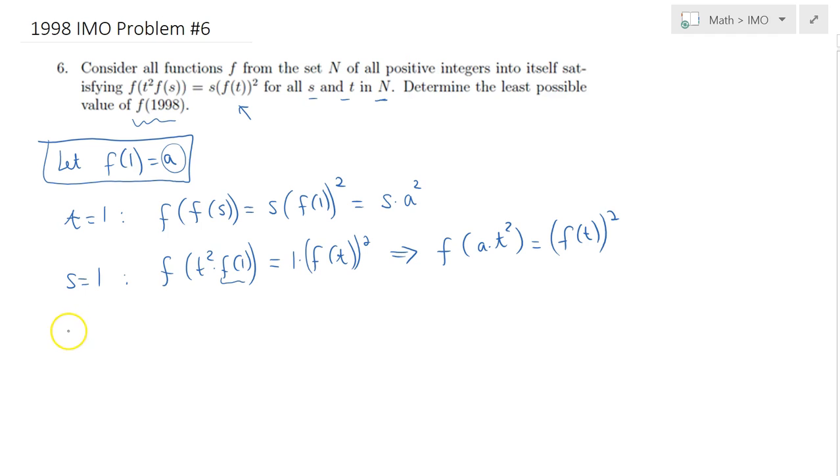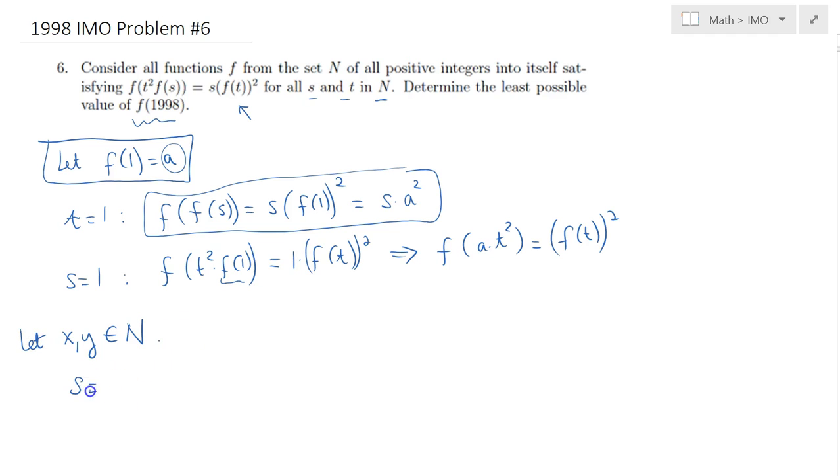Now, if we take any two positive integers, and in this equation here, if we set s equal to a y squared, that would give us f of a y squared is equal to a y squared times a squared, or you can simply call it a cubed times y squared.